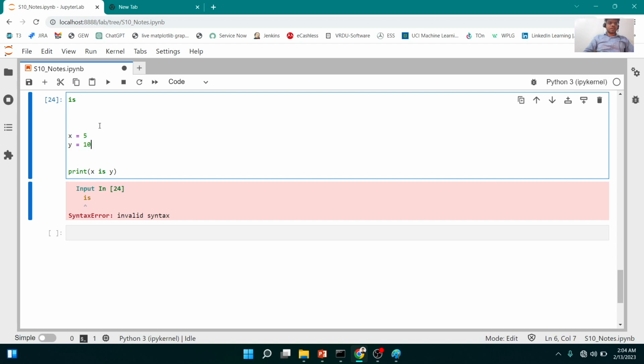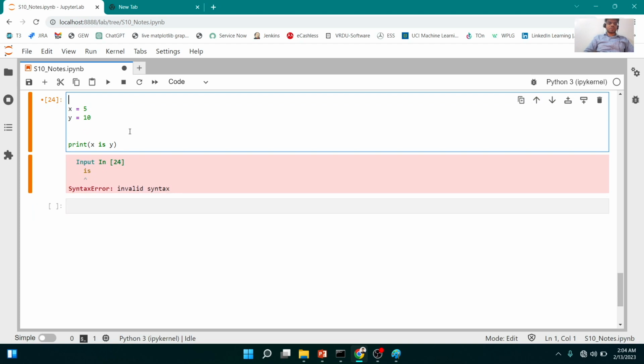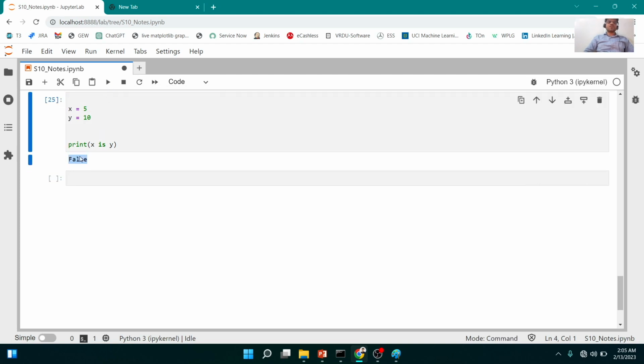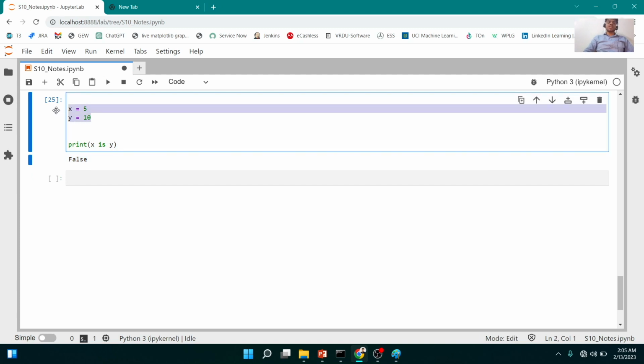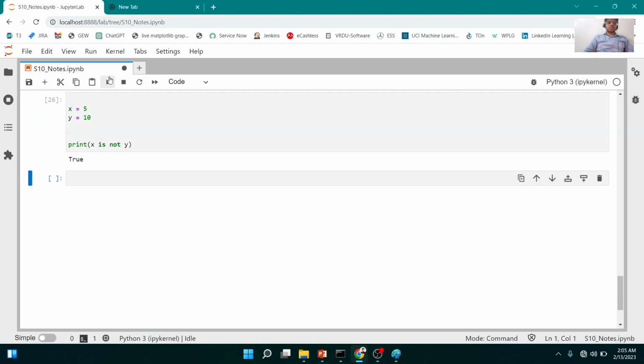Okay, it's giving an error. Perhaps my mistake. I shouldn't have kept this. But okay, now the code is clean. It says false. That means obviously x is not y because both are different. And if I write is not, that's going to say true.